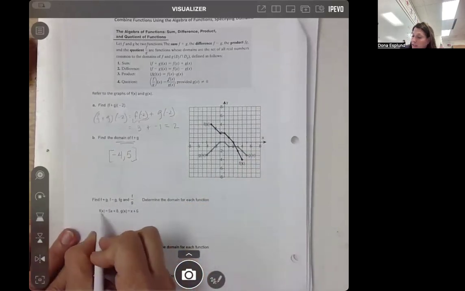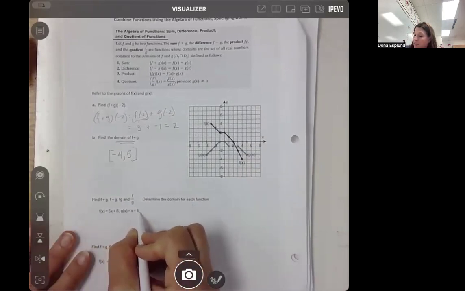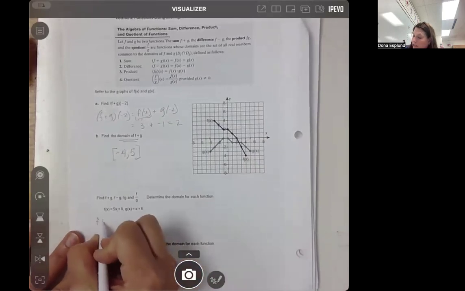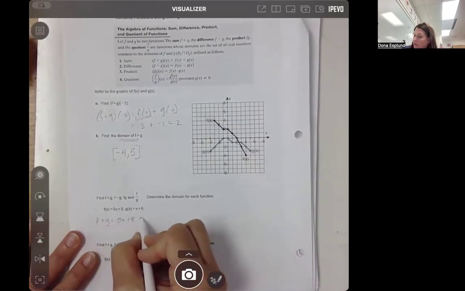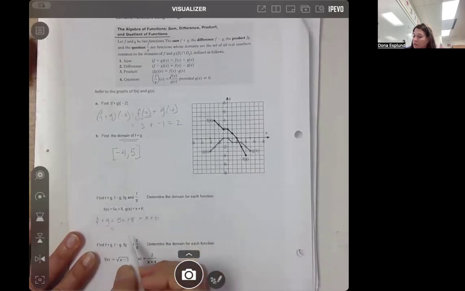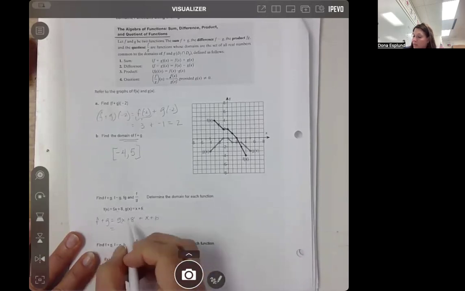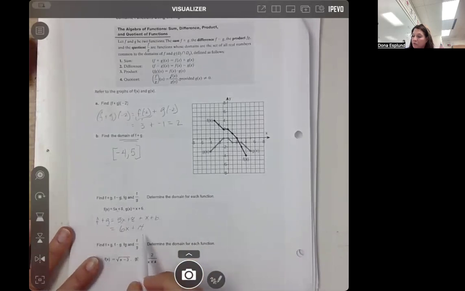So when we find the domain of f plus g and f minus g, I say, well, my f of x is going to be 5x plus 8, and my g of x is going to be x plus 6. If I want f plus g, then all I need to do is add them together. So I'm going to go my f of x, which is 5x plus 8, then add my g of x, which is x plus 6, and simply combine my like terms. 5x plus x is 6x. 8 plus 6 is going to be 14. So f plus g is going to be 6x plus 14.